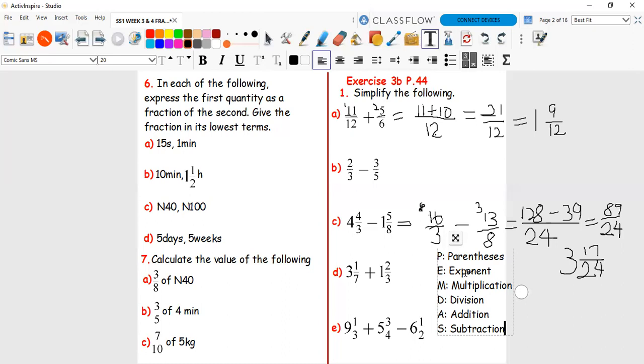question E. Addition comes before subtraction. Don't go and subtract first and then add. So you have to follow this. You have to follow this. So you can write it down or probably go over the video again.